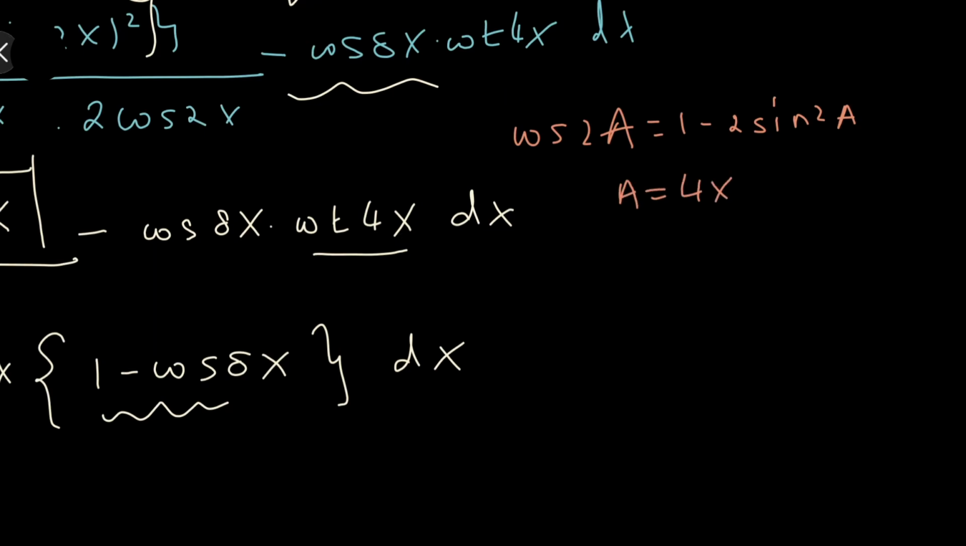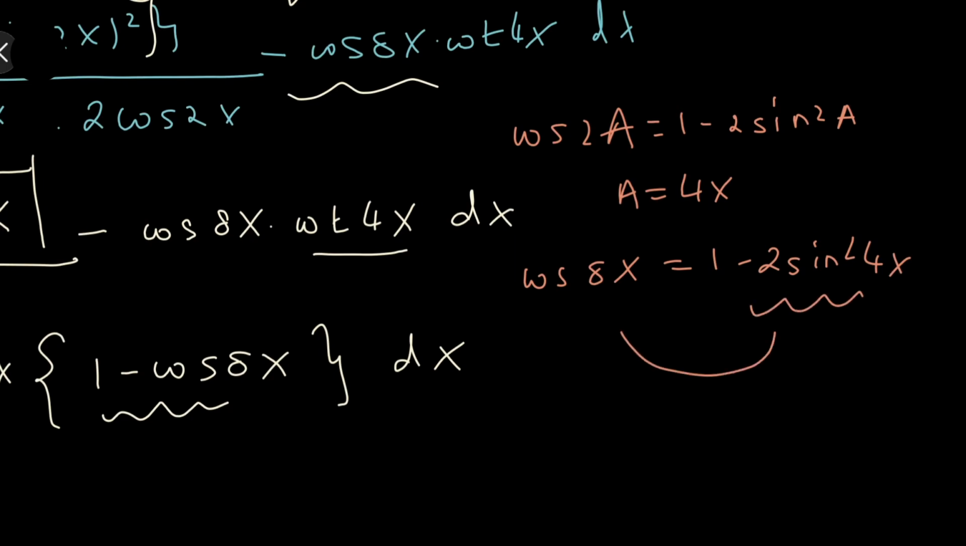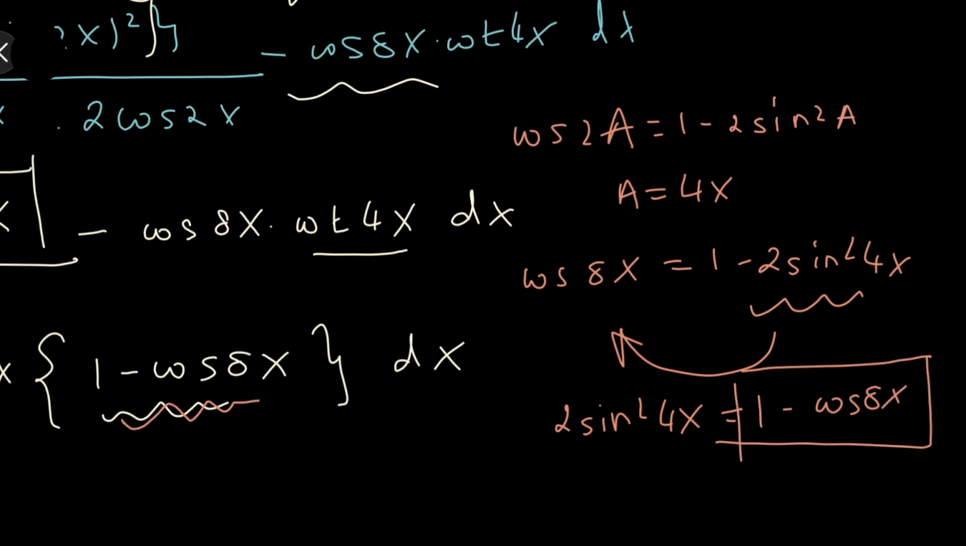Okay. So now we have this particular identity, and in this I can simply replace a equals 4x. So I will get the value of cos of 8x equals 1 minus 2 times sine square 4x. And now if I shift this particular term to the other side, I will get the value of 2 times sine square 4x equals 1 minus cos of 8x. So you can see in this particular bracket we have the same term 1 minus cos of 8x. So that can be just replaced as 2 times sine square 4x.